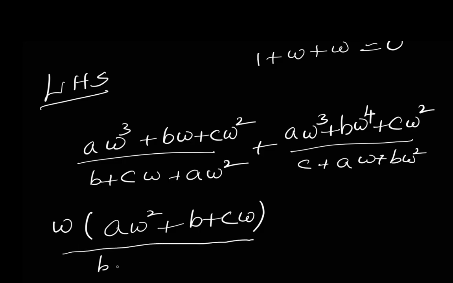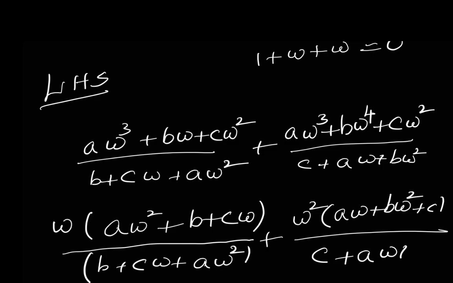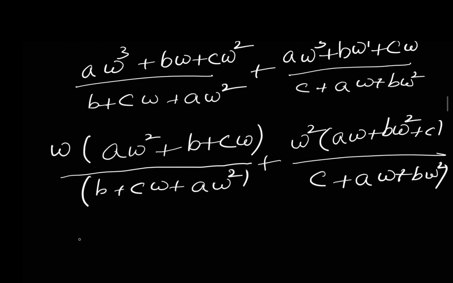Denominator: b plus c omega plus a omega squared, plus c alone; here I have to take omega squared outside. So you will get a omega plus b omega squared plus c, divided by c plus a omega plus b omega squared. See, in the first fraction, the bracket terms are same. b plus c omega plus a omega squared both get cancelled. So I get omega.